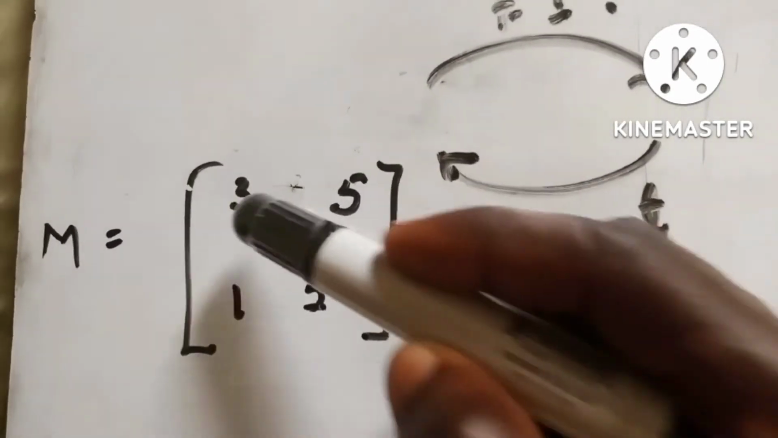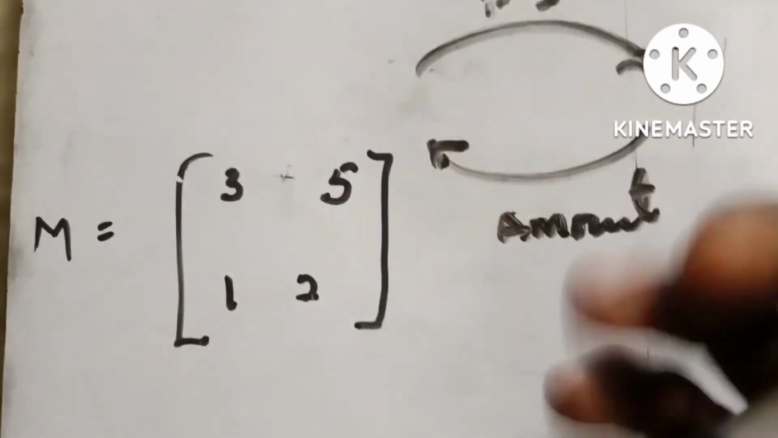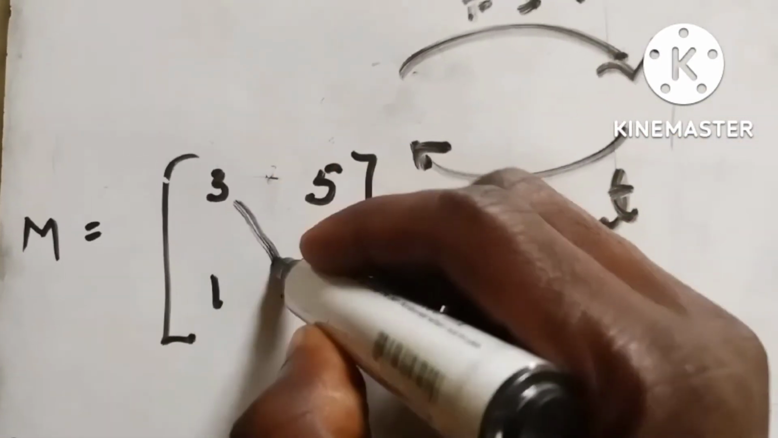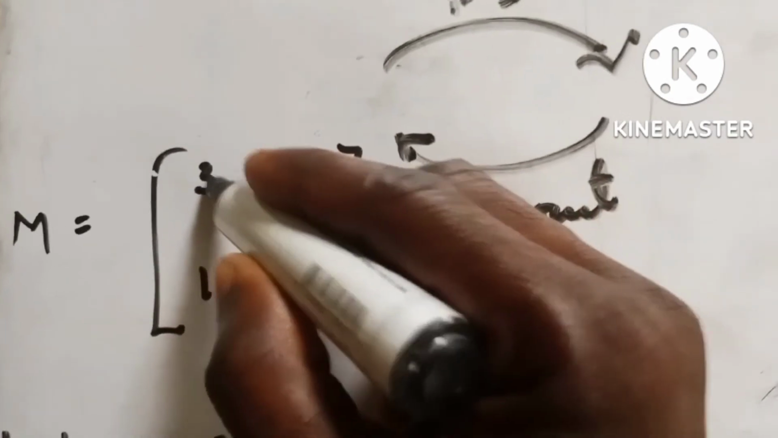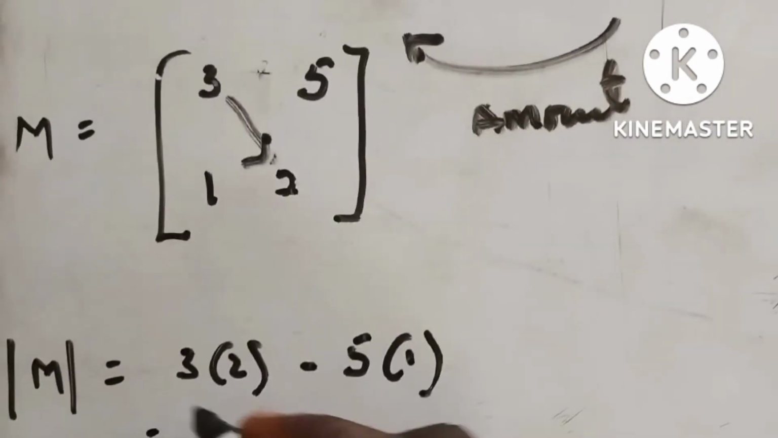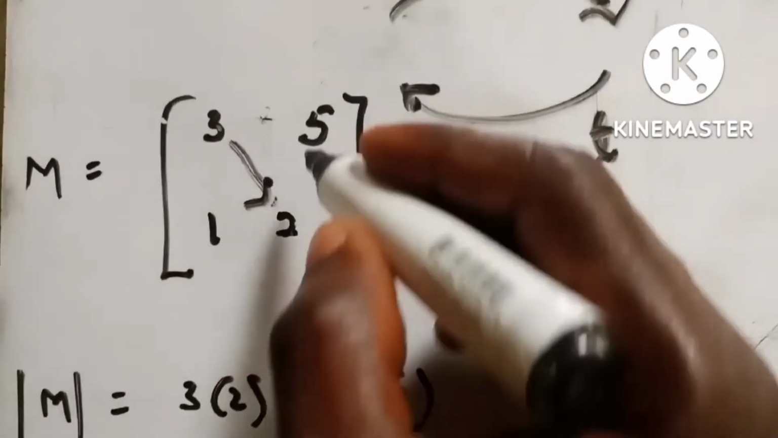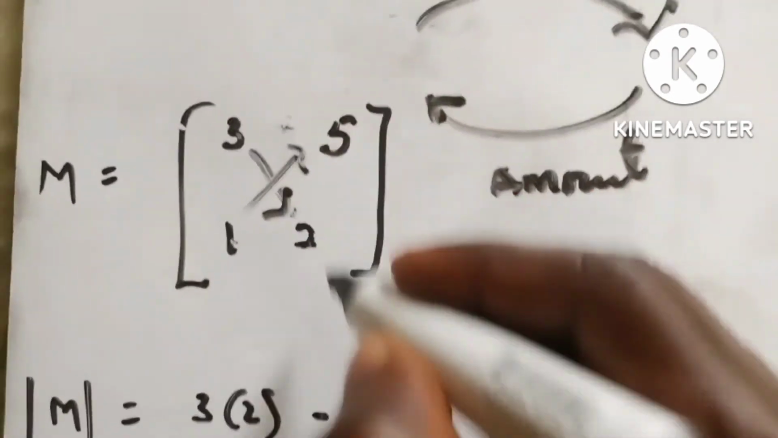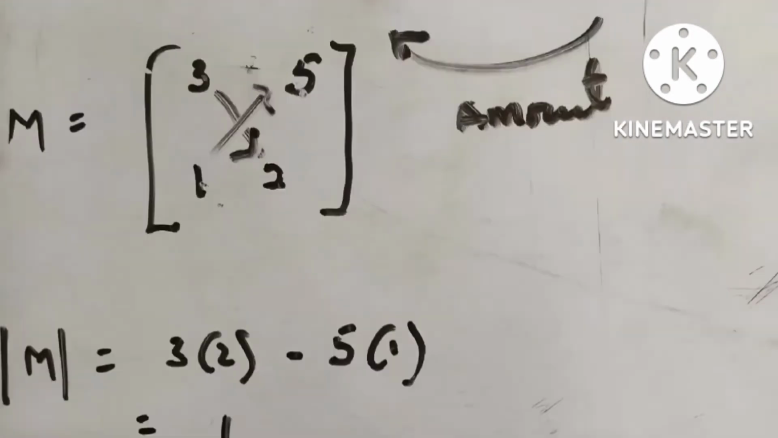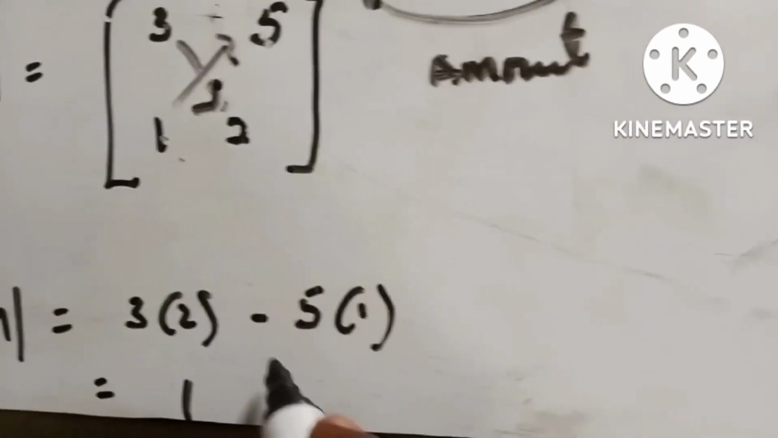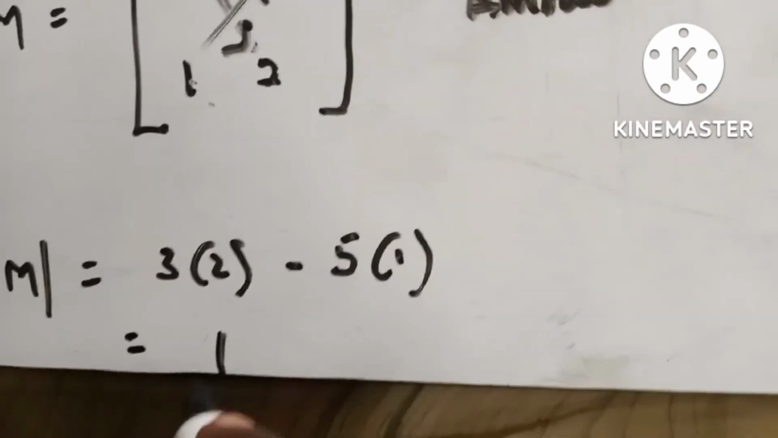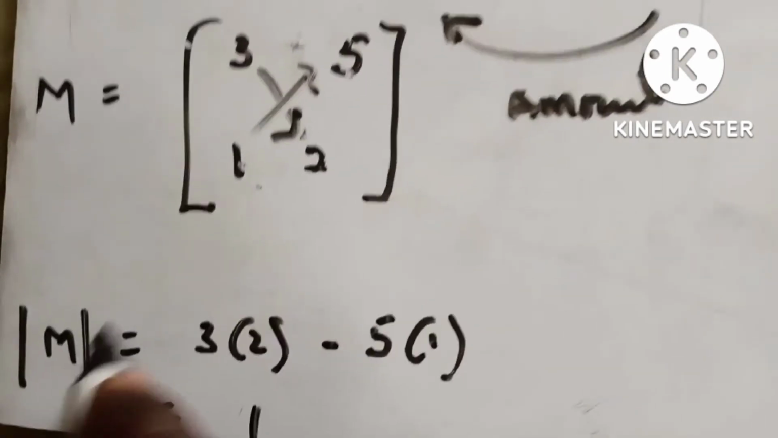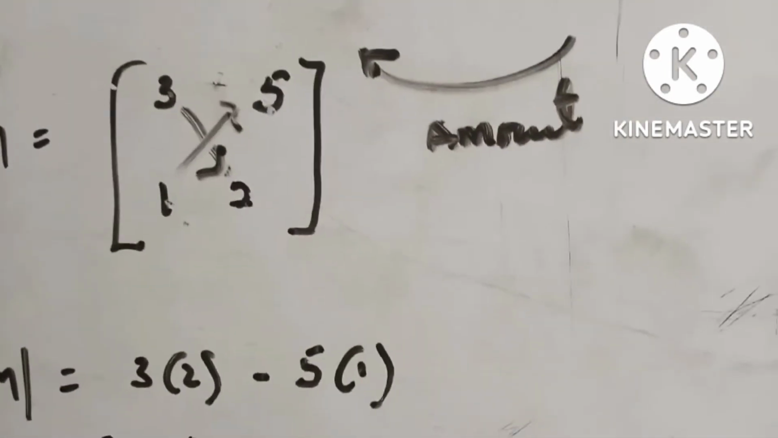So for 2 by 2, you just need to multiply this one with this, right? The 3 multiplied by the 2, we call it a diagonal. So 3 multiplied by 2, minus this one multiplied by this. Is that okay? That is for a 2 by 2 matrix. So 5 multiplied by 1. 3 multiplied by 2 should be 6, and then this one multiplied by that should be 5. So the answer is 1. So the determinant of this matrix is just 1.